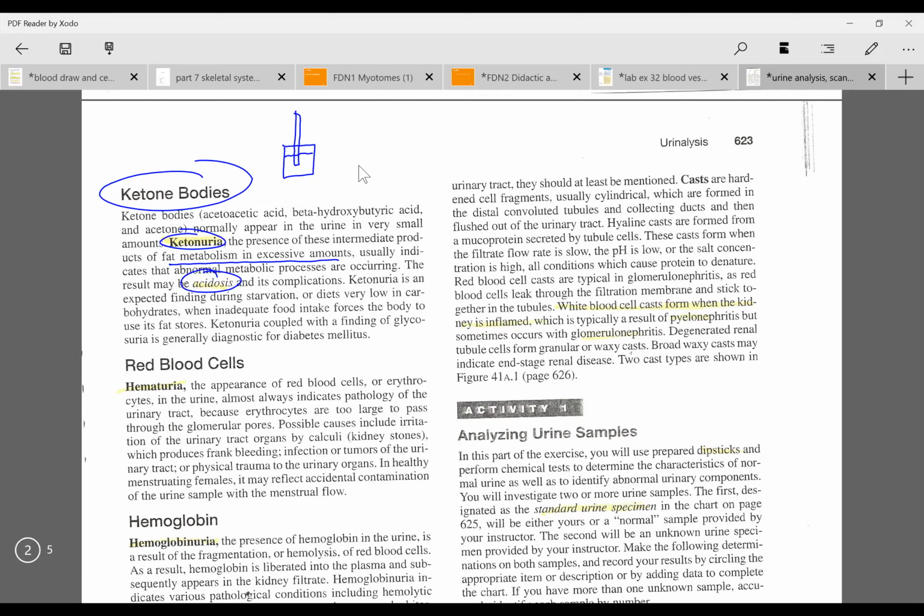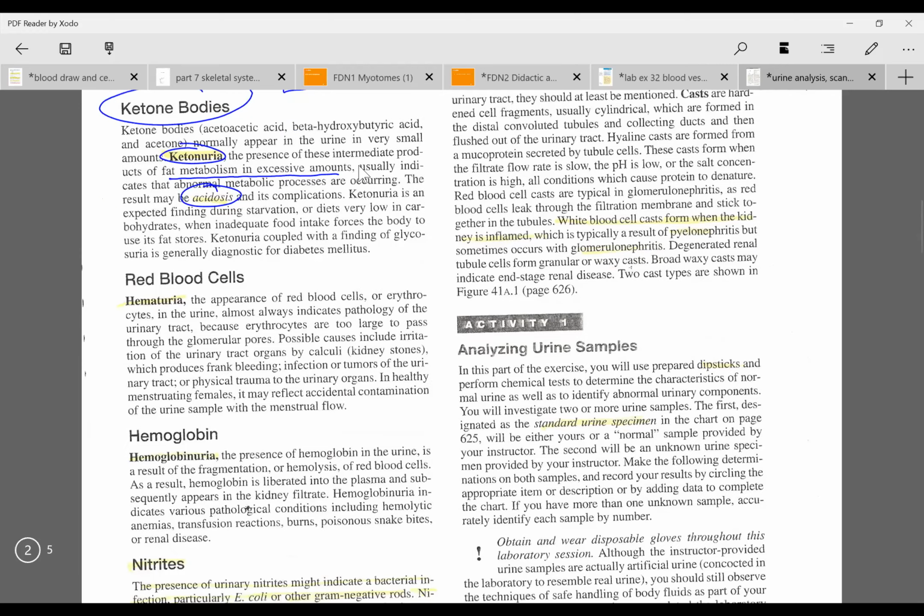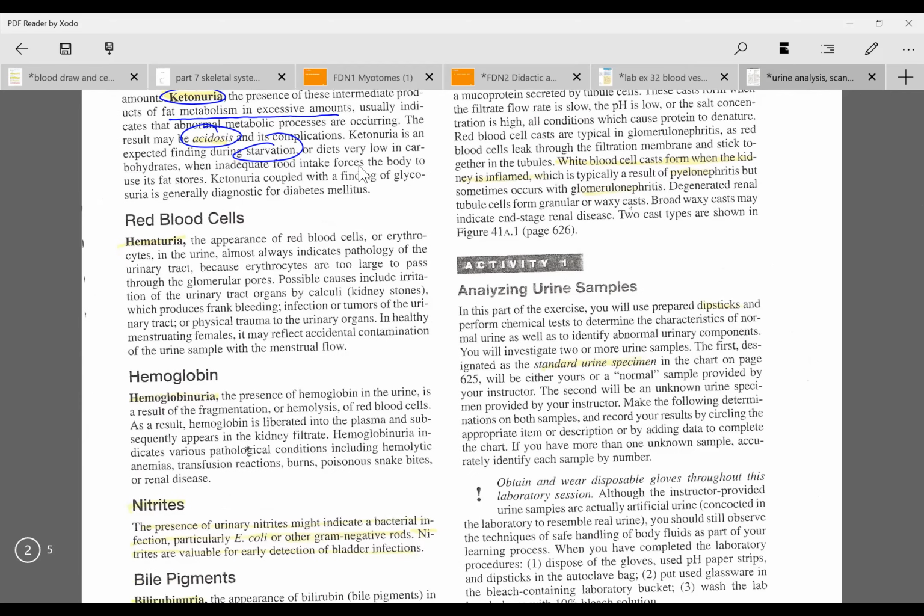If they're not on a ketogenic diet, then there could be starvation reasons, or some other issues like diabetics, for example, who can end up in a ketogenic state, especially with unmanaged diabetes.